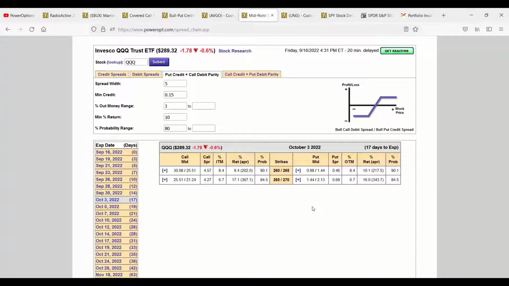Okay, just like we talked about a little while ago on the conversions. But this allows you to compare the parity for vertical spreads right on the same screen. And you have the call credit and put debit parity trade as well.